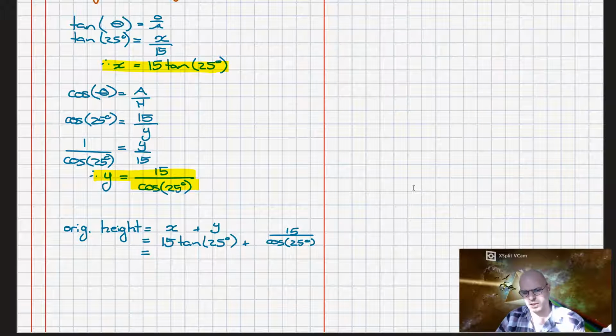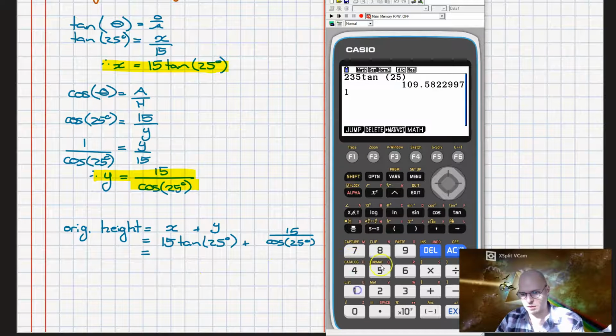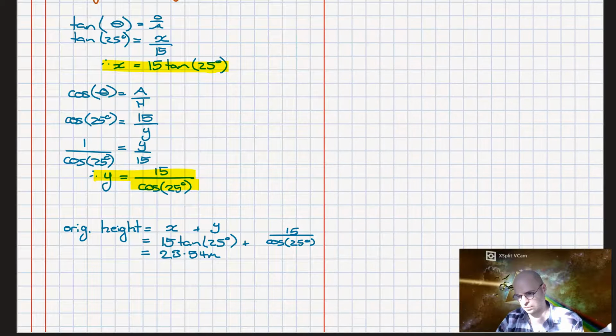And therefore, we bring up our calculators to solve this for us. We go 15 tan 25 plus 15 over cosine of 25, and it comes out to be 23.5455. So what we have here are very tall goalposts.